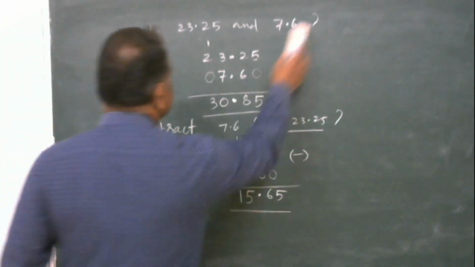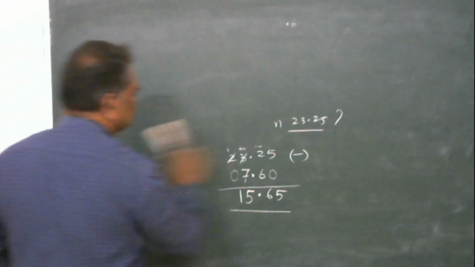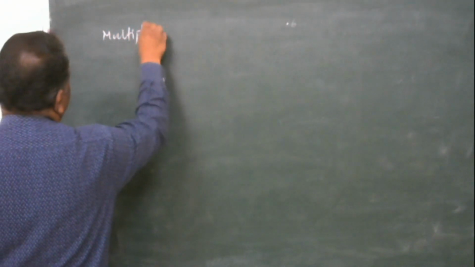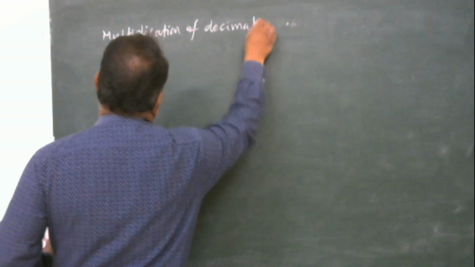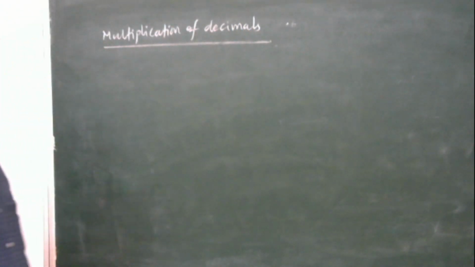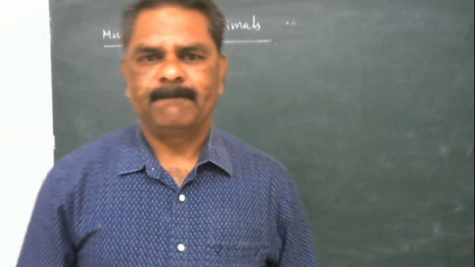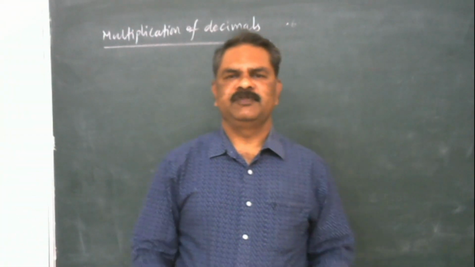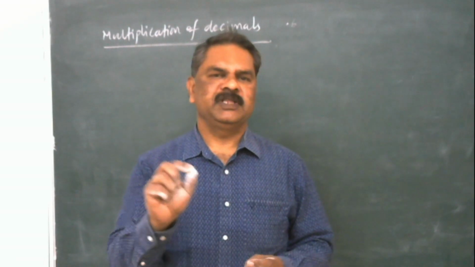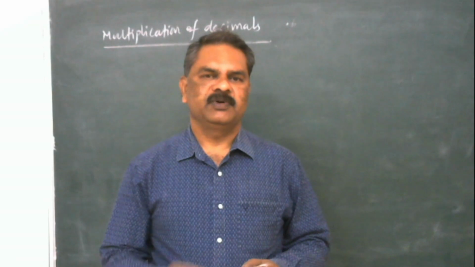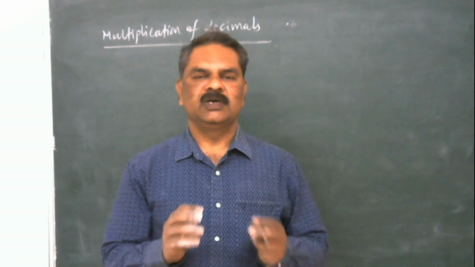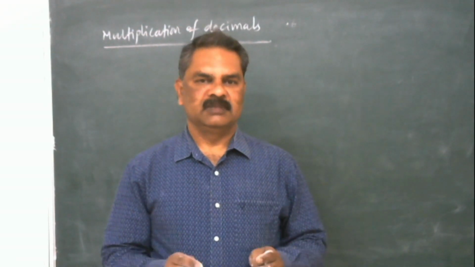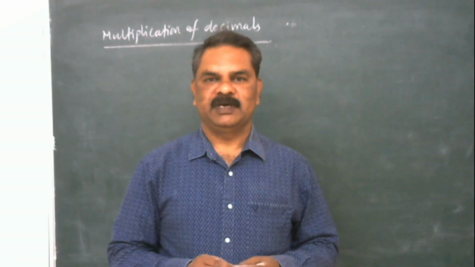And the third operation is multiplication. Multiplication of decimals. It's very easy. So multiplication of decimals, we need to multiply them as whole numbers, just removing the decimal point. Okay, so if you want to multiply 2 decimals, remove the decimal points and treat them as whole numbers, multiply as whole numbers, then you need to place the decimal point.